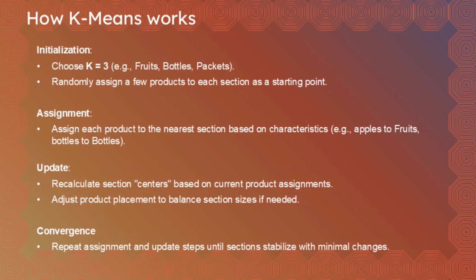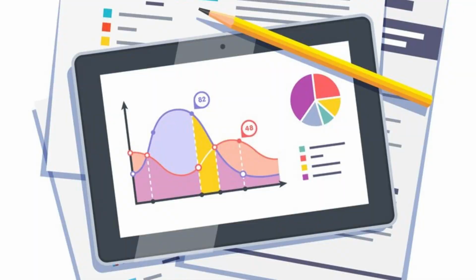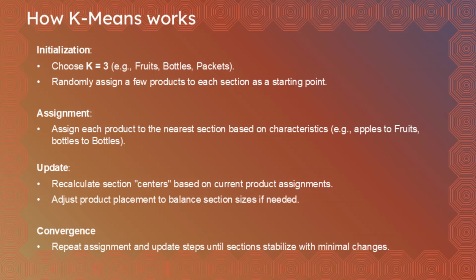Maybe the fruit section is too full, or some items seem out of place. We recalculate the center of each section, which means finding the average product type, and adjust the groupings. Convergence. This whole process is repeated until the arrangement settles and no major changes are needed. Eventually, each product is in the section where it best fits, and that's your final set of clusters.